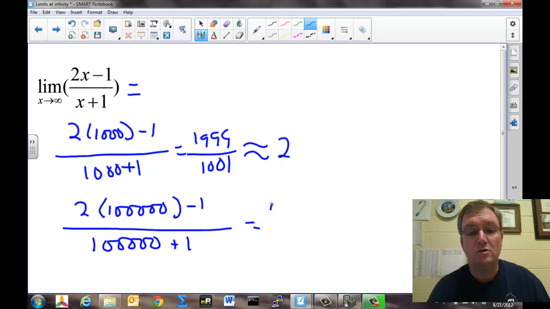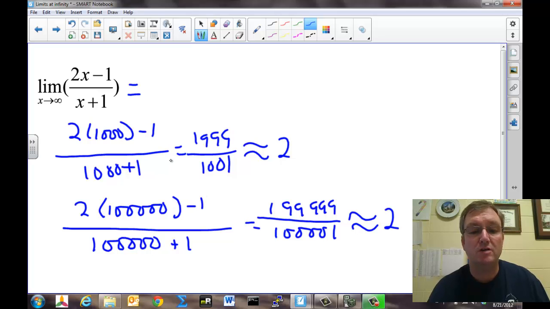That will give us 199,999 over 100,001. Again, which is giving us approximately a value of 2. And you can do that for several scenarios and look at it, and you'll see as the numbers get larger and larger, the limit continuously goes closer and closer to the number 2.